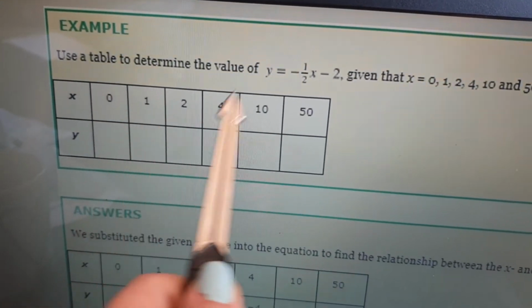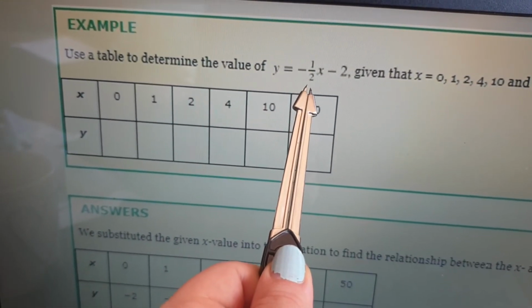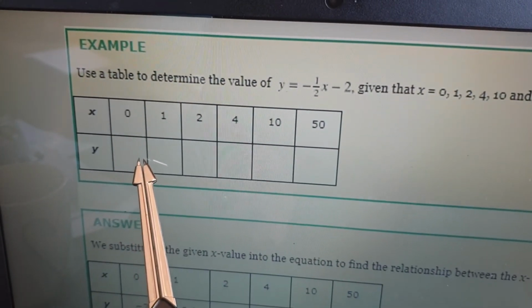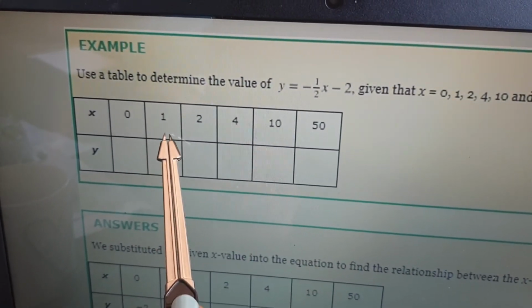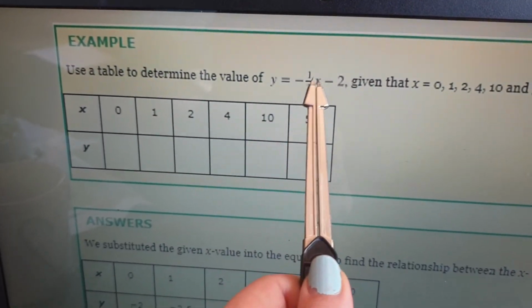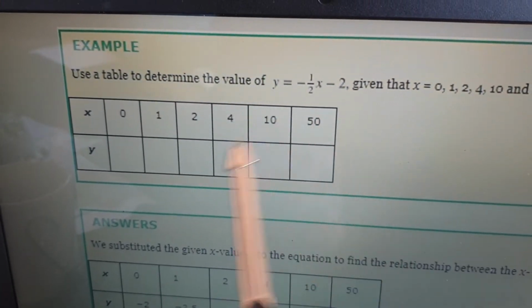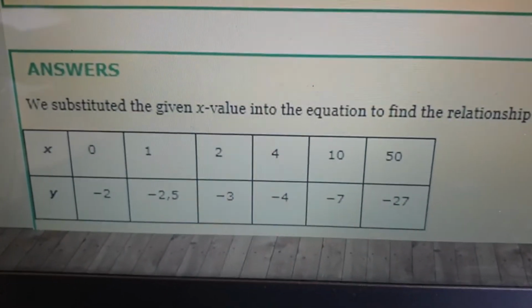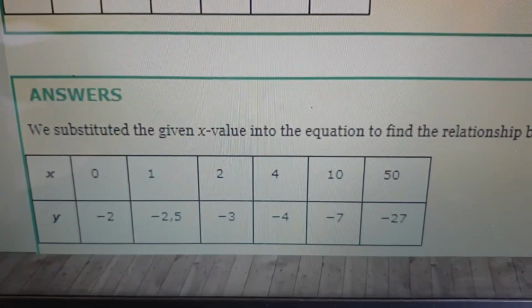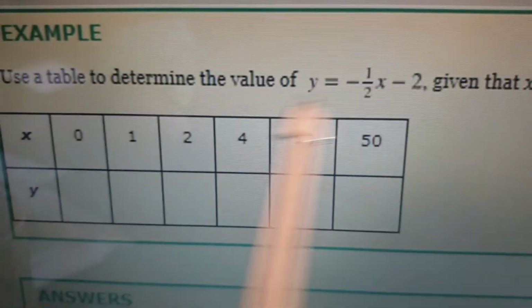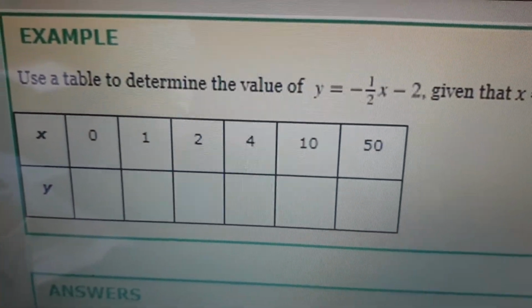The first x we have is a 0. So if I say -1/2 times 0, that is 0, minus 2 equals -2. Our next value is 1. -1/2 times 1 is -1/2. -1/2 minus 2 is -2.5. Okay, so a table does exactly the same. It takes an input value, puts it into a rule, and it gets an output value. And this is called a function.